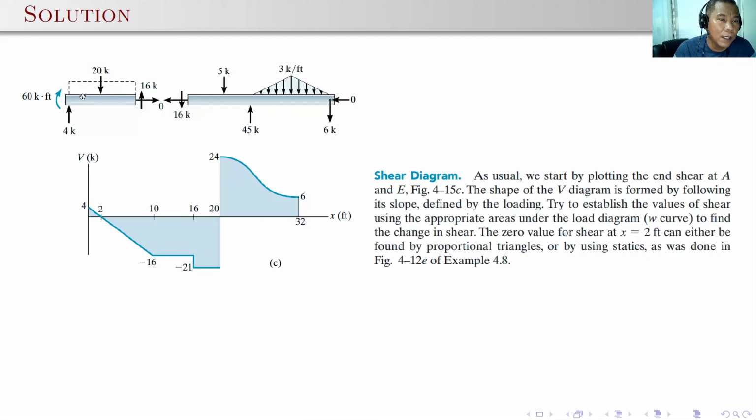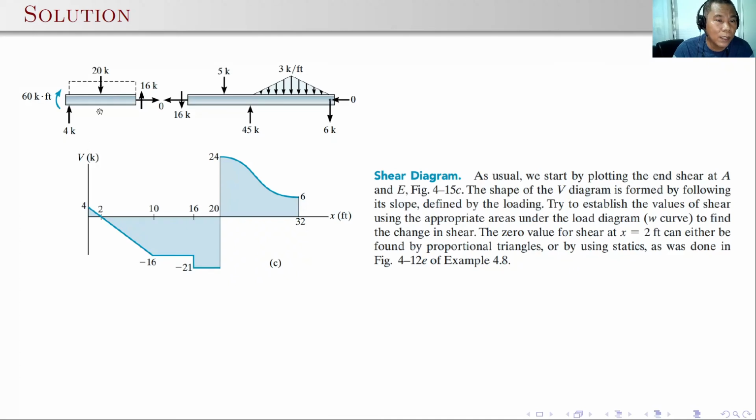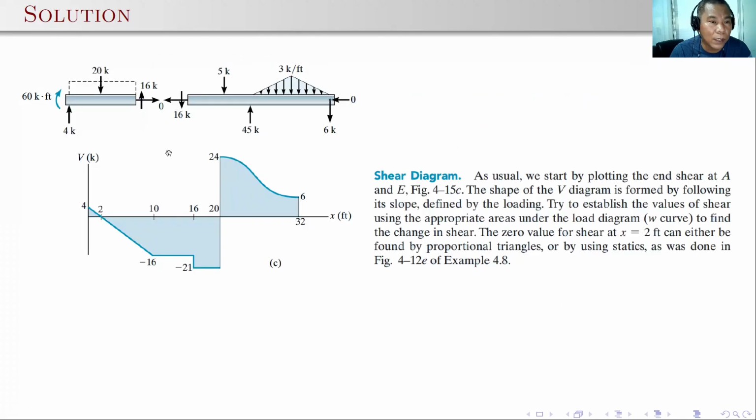After that, since we have a uniformly distributed loading, the shear should be decreasing. So 4 minus 2 times the length of the beam, that's 10 feet. So 2 times 10, so that's 20. So 4 minus 20 is equal to minus 16.